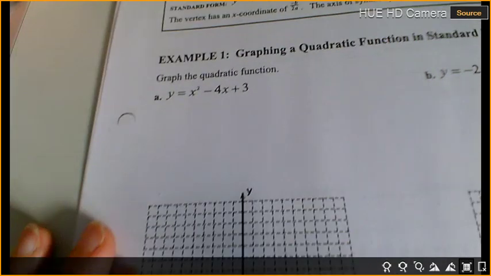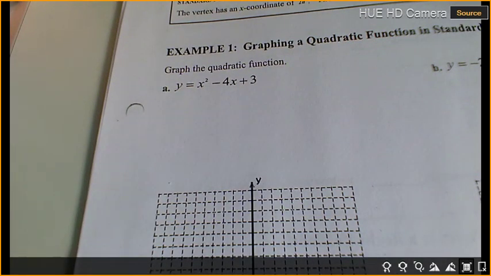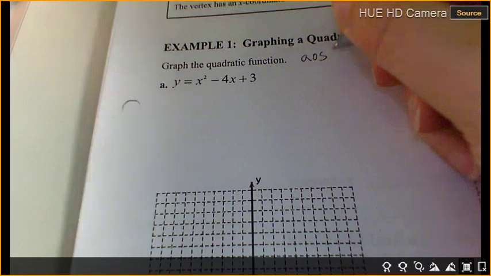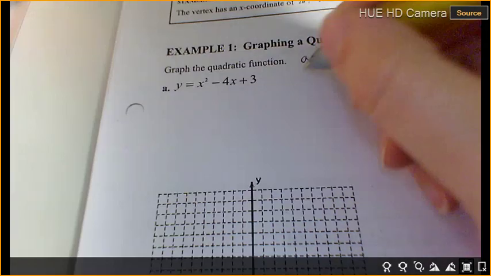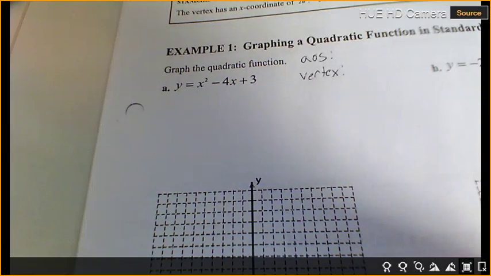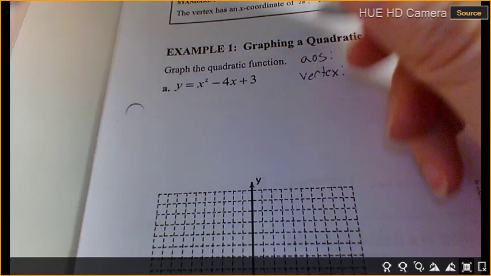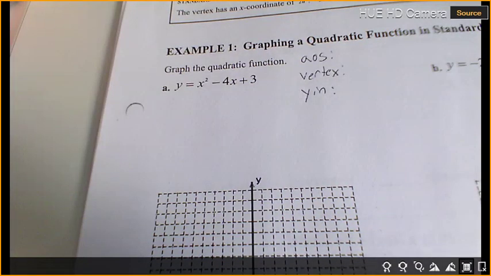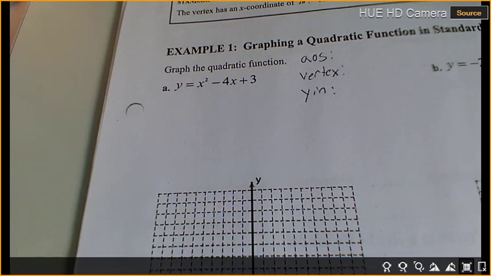Okay, so we're going to start right here with a. And we're going to find these things in order to graph it. We're going to find the axis of symmetry. We're going to find the vertex. And we're going to find the y-intercept. Axis of symmetry, vertex, and y-intercept. Okay, the first thing we're going to do is find the axis of symmetry.